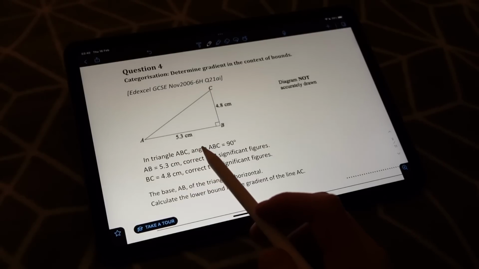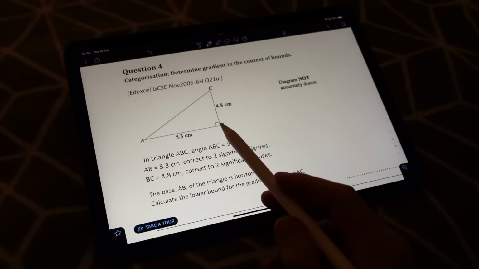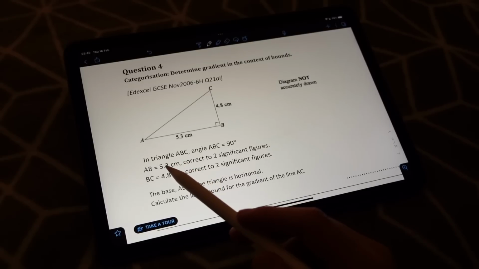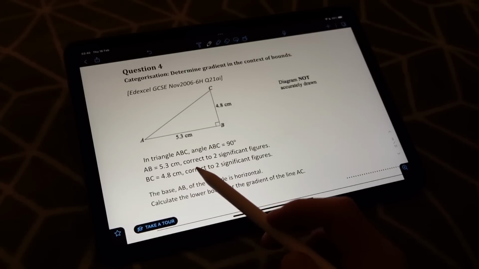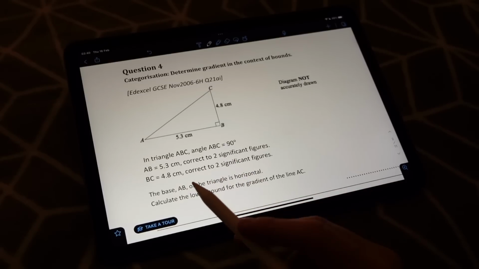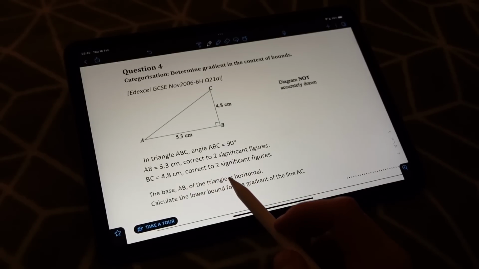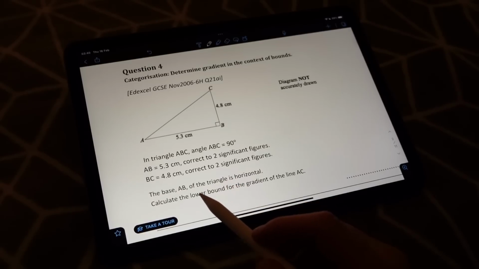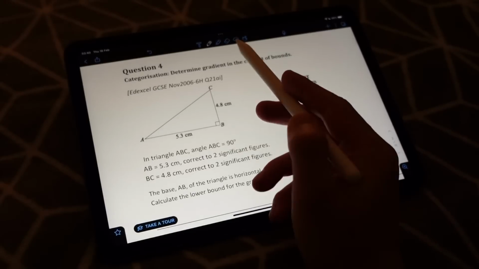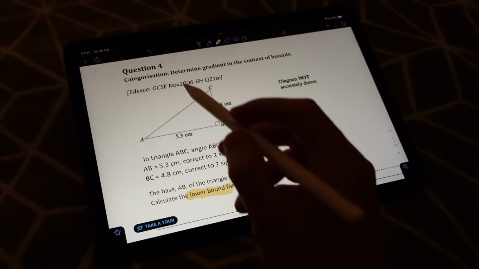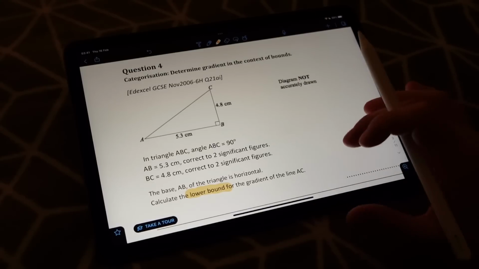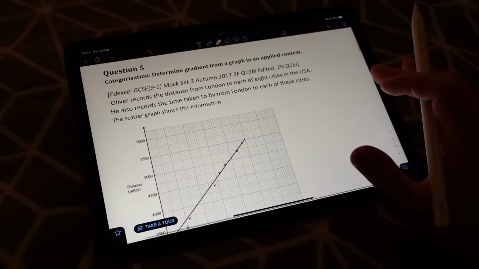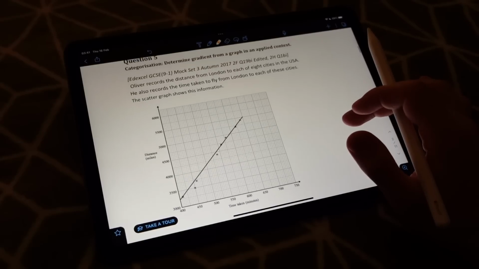In triangle ABC, angle ABC equals 90 degrees. AB is 5.3 centimeters to two significant figures. BC is 4.8 to two significant figures. The base AB is horizontal. Calculate the lower bound. I actually don't recognize that term, lower bound, when talking about gradients. I don't know if that's something I probably should have heard of, but I don't recognize it, so I'm not going to attempt it and embarrass myself. And I apologize if you do understand it. Maybe you can let me know in the comments what that means.